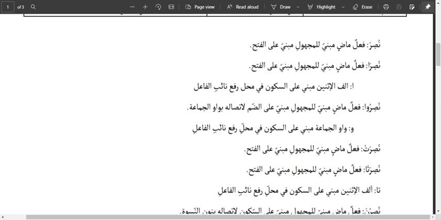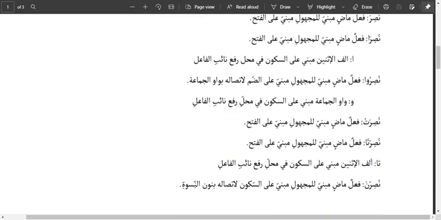Then نصرت فعل ماض مبني للمجهول مبني على الفتح. So the same thing for نصر, because تاء تانيث is just a particle, it's not a pronoun. So نصر تاء فعل ماض مبني للمجهول مبني على الفتح. Then we do the analysis of the alif. Alif al-isnain, not the ta. The ta is not included because it is تاء تانيث. So we say ألف الاثنين مبني على السكون في محل رفع نائب الفاعل.